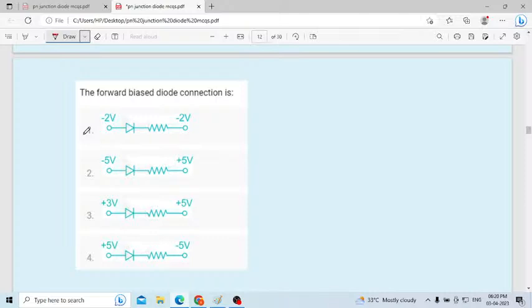Fourth is the correct answer, because in the case of a PN junction diode, the P junction is connected with the positive terminal, and the N junction is connected with the negative terminal. Here you can observe this is the P junction, this arrow mark indicates P, and this is the N. P is connected to the positive terminal, N to the negative terminal. Therefore, the fourth one is the correct answer. Very easy question. If you don't know the terminals properly, you will get confused when you see positive, negative. Therefore, remember.